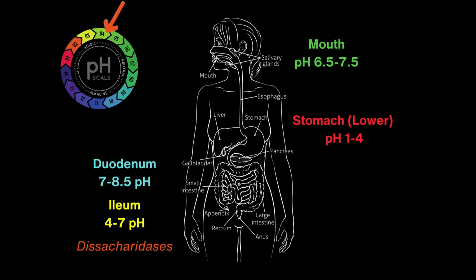If we move on to the ileum, the next part of the small intestine, this has a slightly more acidic pH, and the enzymes here are disaccharidases. It has a slightly lower, more acidic pH here due to the presence of fatty acids, which make it more acidic. The colon has roughly the same pH as the ileum.